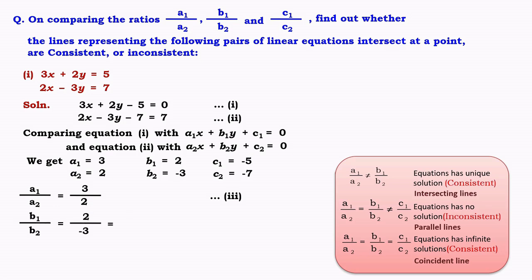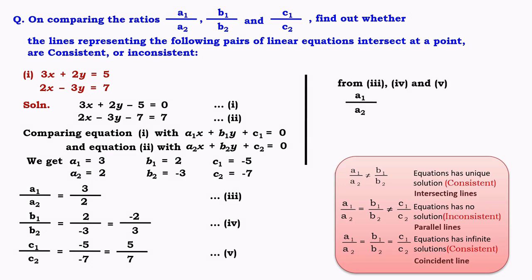b1 by b2 is 2 by minus 3. c1 by c2 is minus 5 by minus 7, which is 5 by 7. Clearly, 3 by 2 is not equal to 2 by minus 3. Since a1 by a2 is not equal to b1 by b2, the lines intersect.